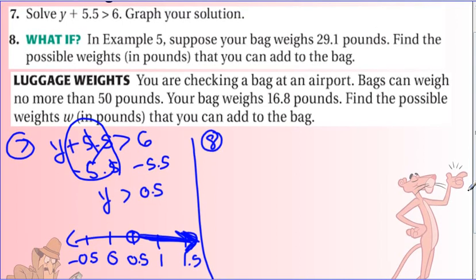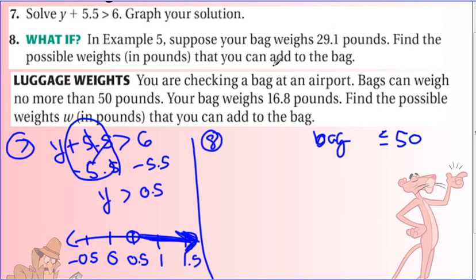Number 8 says, in example 5, which I've included here, suppose your bag weighs 29.1 pounds. Find the possible weight in pounds you can add to the bag. Okay. So you're checking a bag in an airport. Bags can weigh no more than 50 pounds. Well, if it can weigh no more than 50, it means it could weigh 50 or anything less than that. So it could weigh 50 or anything less than or equal to 50. So this is our bag. It could weigh anything less than or equal to 50.